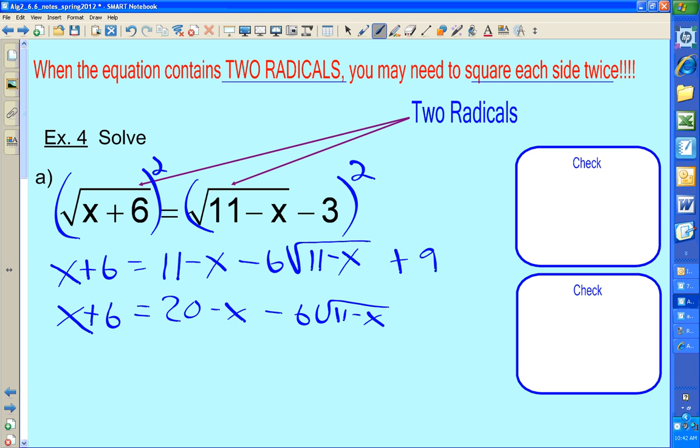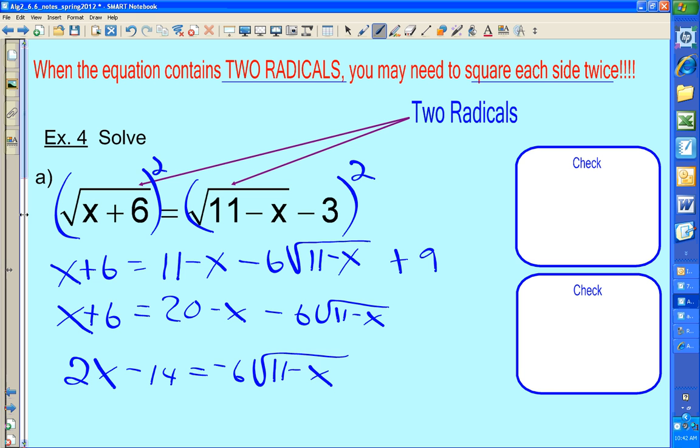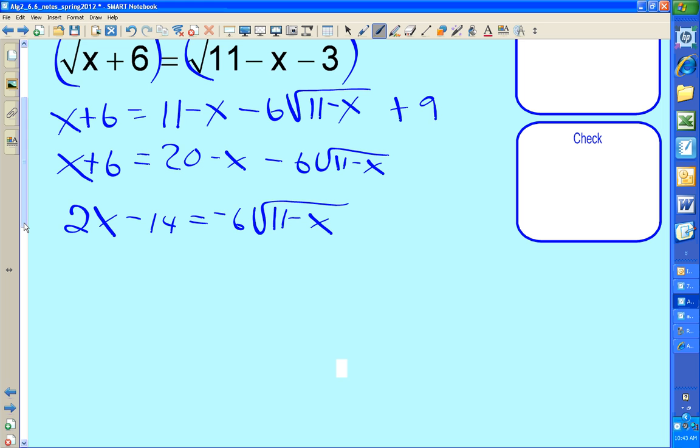So which way, what are we going to do? We're going to get rid of some stuff. What do you think we should get rid of? Caitlin, what can I get rid of? Subtract the 20 and add the x. So that's going to give me 2x. And then when I subtract the 20, it'll be a minus 14, right? Equals -6 radical 11 minus x. Is everybody with me so far?